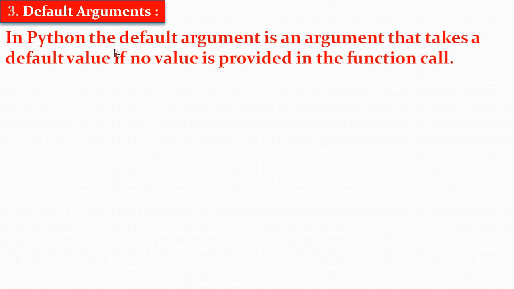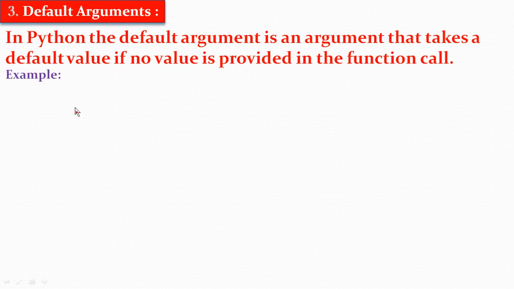Third one, default arguments. What is a default argument? In Python, the default argument is an argument that takes a default value if no value is provided in the function call. The default value is taken by the compiler if no value is given to the arguments.